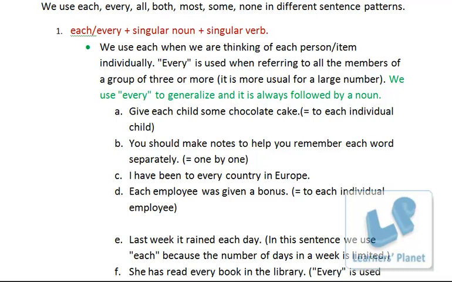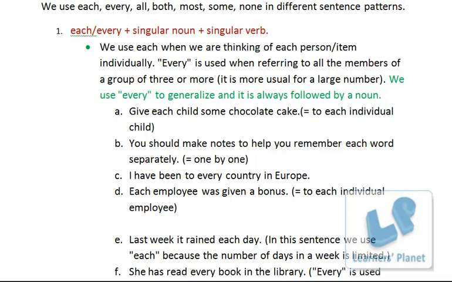First of all, let's take each and every, right? Each and every is followed by a singular noun and singular verb, right? Now, where do we use each and every? We use each when we are thinking of each person or item individually, right? And every is used when referring to all the members of a group of 3 or more, or we can say a large number, more usual for a large number, right?